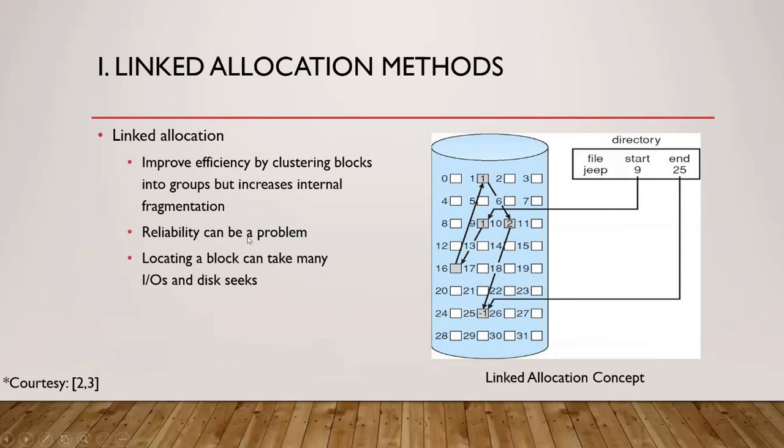Then there is the concept of reliability. When we discuss reliability, it might be a problem. Could anyone please tell me why reliability might be a problem in linked allocation, not in contiguous allocation?